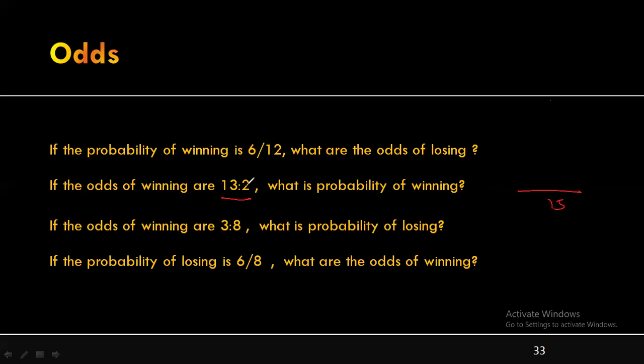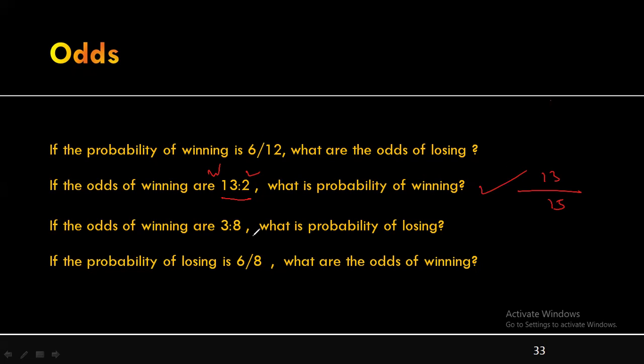So how do I get the total possible outcomes? Remember this quick tip: in odds, anything before the colon is your winning, and anything after the colon is your losing. So total possible outcomes are 13 plus 12, which is 25. The probability of winning is 13 divided by 25.